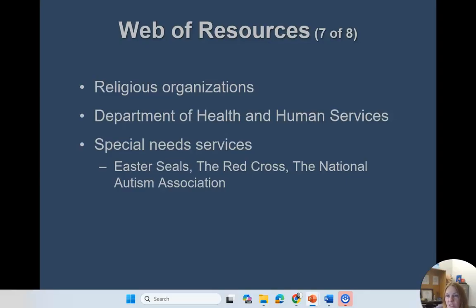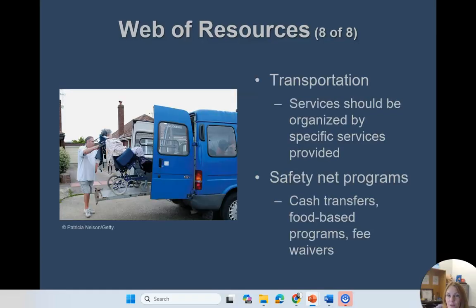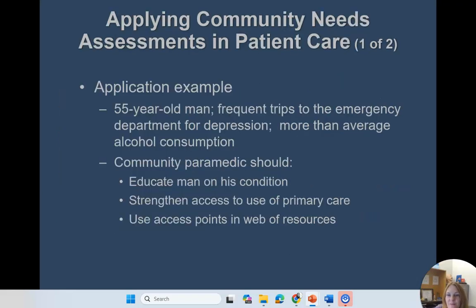Community and religious organizations are sometimes overlooked, but they can provide food, clothing, or home repair. Special needs services like Easter Seals, the Red Cross, and autism organizations also belong in this web. Transportation is critical. List bus vouchers, paratransit, hospital shuttles, anything that you can think of regionally. Finally, include safety net programs such as cash transfers, food stamps, or utility assistance. In Western North Carolina, Mountain Mobility is fantastic, or our Apple County Transit. These are lifelines for many of our patients.